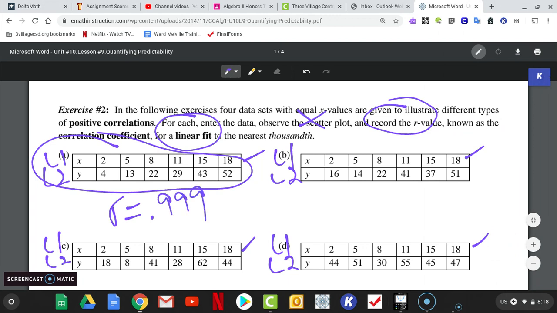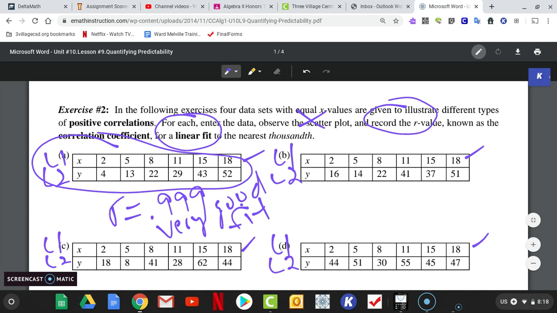Okay. Now, what I want you to do now is do the same thing for letter B, C, and D and record the R value. Pause the video, you might want to take a minute and do it on your own, okay? But before we do that, what does 0.999 mean? It means it's a very good fit. It means a linear model is a very good fit. I want you to do it for B, C, and D, all right? So pause the video. I'm just going to continue right now.